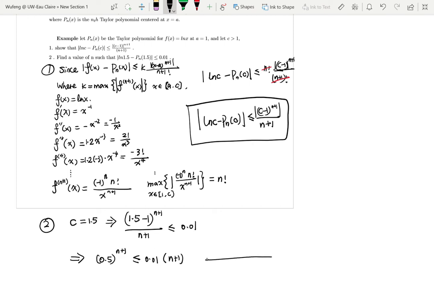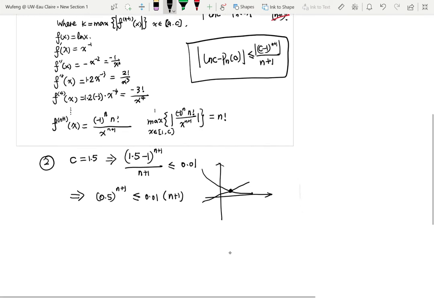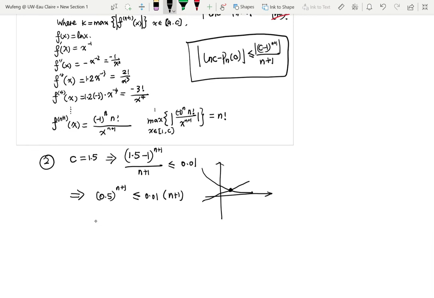You can use the graphing calculator to graph this. It looks like this, and 0.01 is positive, pretty much like here. At some point, this is over that. You want to use the graphing calculator to find out what this point is. If you use a graphing calculator, you can see that when n equals 4, 0.5 to the power 5 is less than 0.01 times 5. Okay? So the answer is n equals 4.